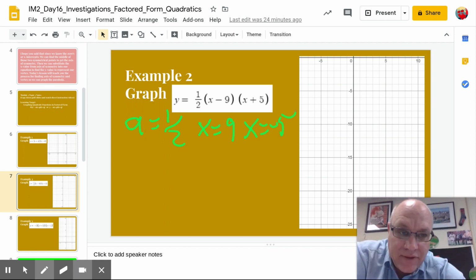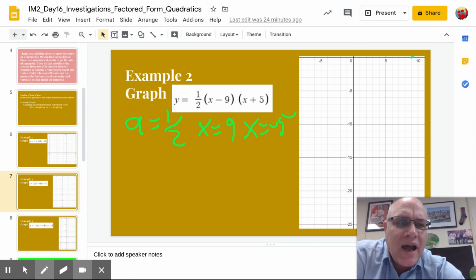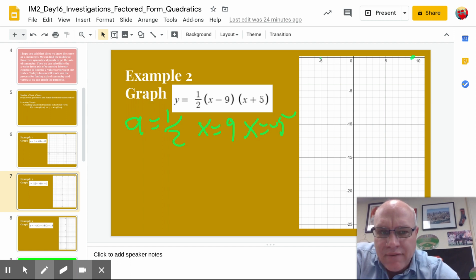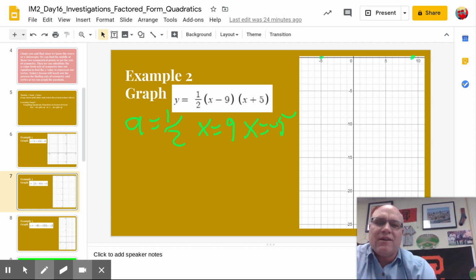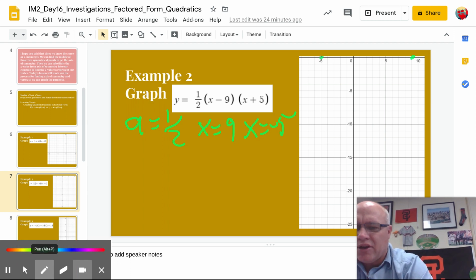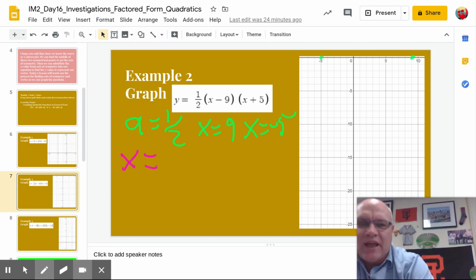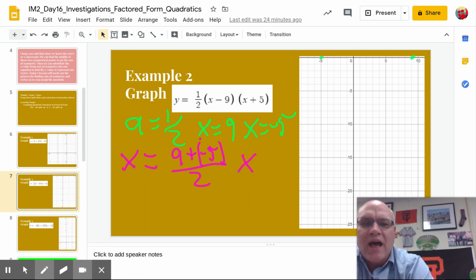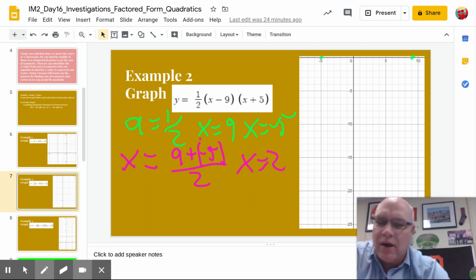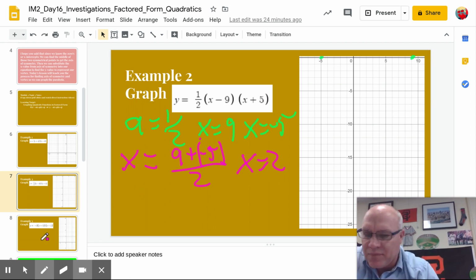So let's plot those points. We know it crosses at (9, 0) and at (-5, 0). Now to figure out the axis of symmetry, we can either use the graph or we could just do the average of the zeros. I think it's easier on my eyes to just do the average of the zeros on this one. So 9 plus -5 divided by 2, well, isn't that 4 over 2? So x equals 2. All right, so let's graph that now on the coordinate plane.